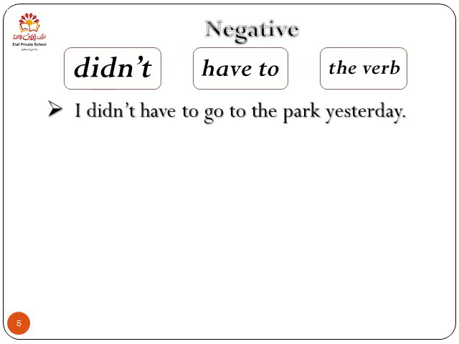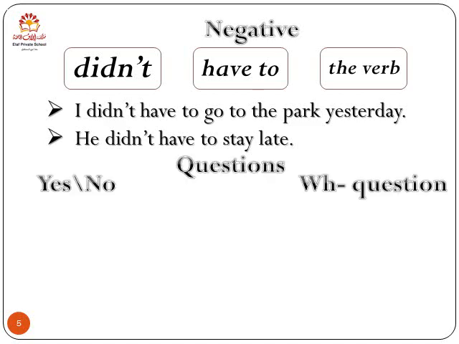I didn't have to go to the park yesterday. If this is not negative, I would say I had to go to the park yesterday, but this is negative. I used I did not have to. See, this is infinitive, have to. All right. Another one, he didn't have to stay late.